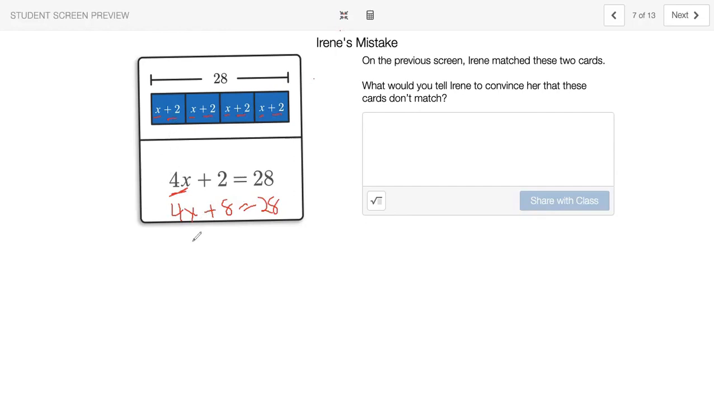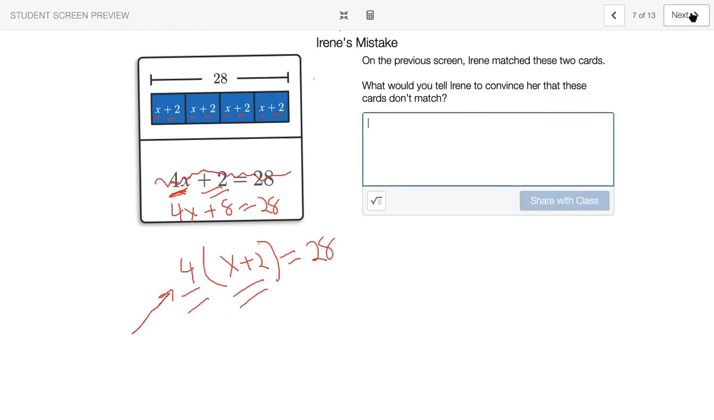This one is 4 groups of x plus 2 equal 28. So it's this grouping 4 times, okay? Not 4 x's plus 2. Again, if we start as individual x's, we could see it as x, x, x, x, which is 4 x's, plus 2, plus 2, plus 2, plus 2 is 8. That doesn't match this, so this one is wrong. And rather, it would look like this. Let's go to the next slide.